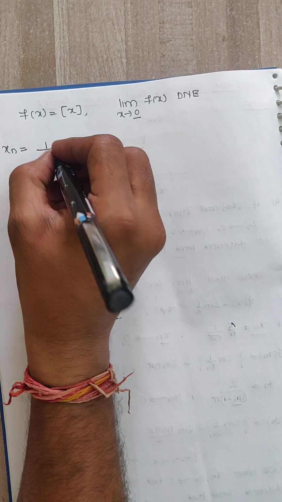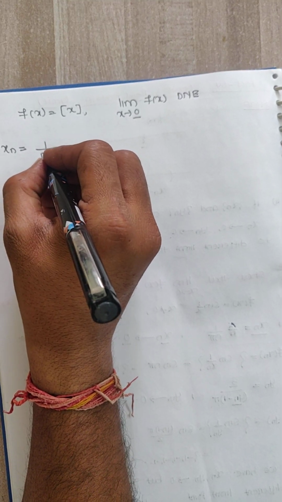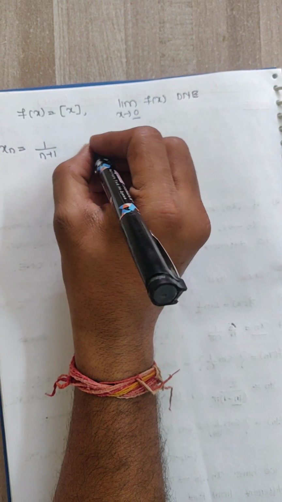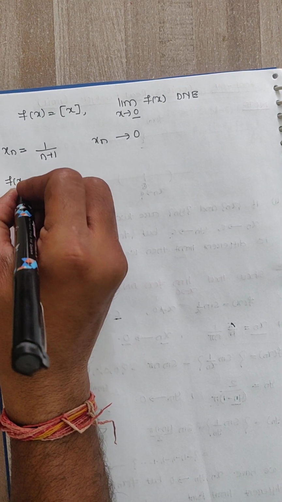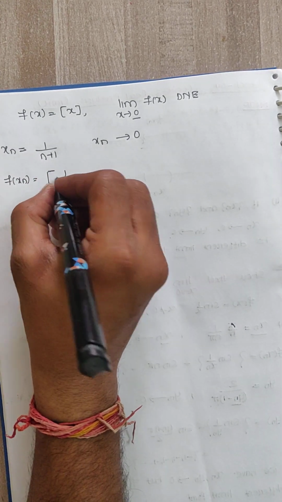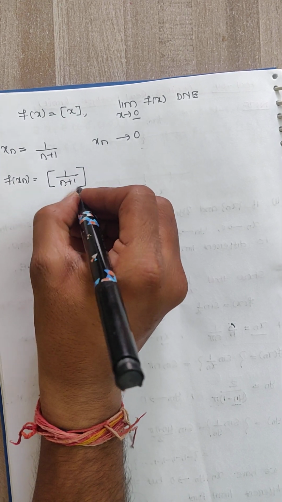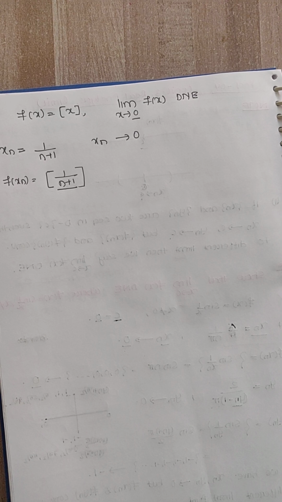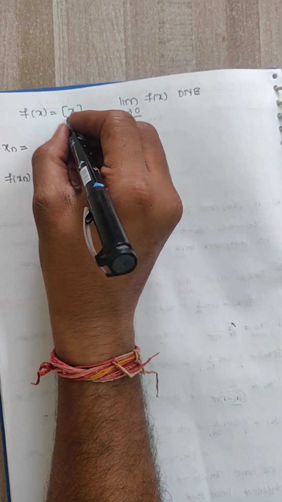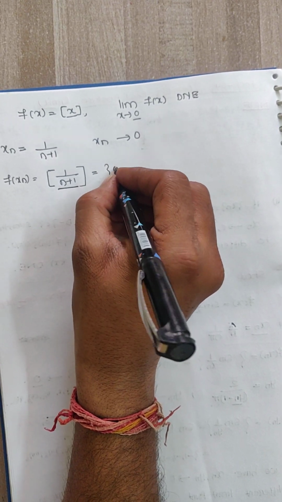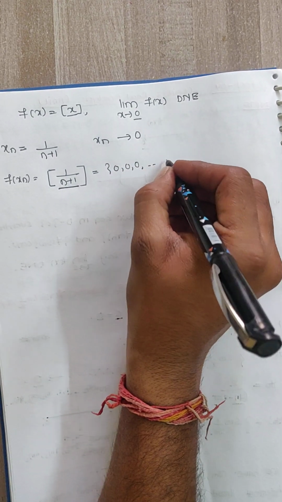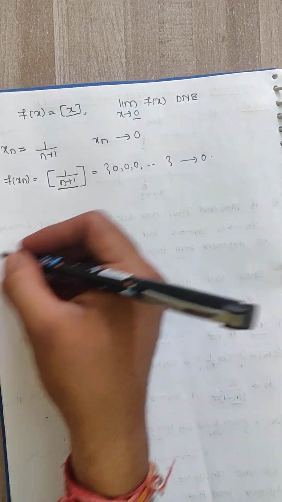1 by n plus 1. So as n tends to infinity, x_n goes to 0. f of x_n is nothing but the bracket integer, greatest integer function, of 1 by n plus 1, and 1 by n plus 1 is strictly less than 1 for n belongs to natural numbers. So this is less than 1 and a positive number. So this is nothing but 0, 0, 0, 0, and it converges to 0.